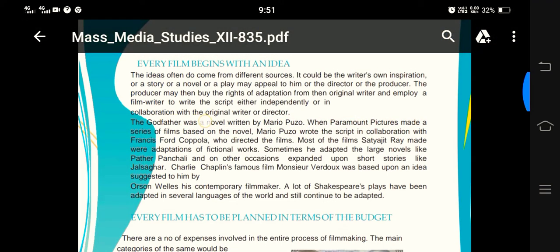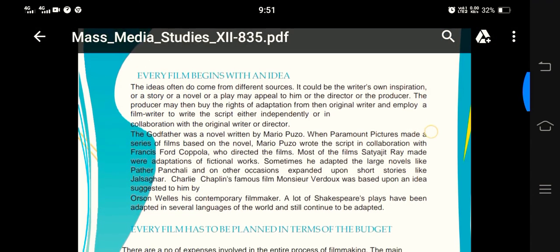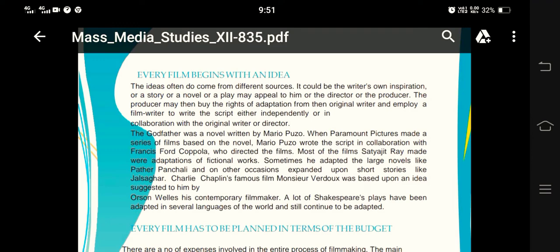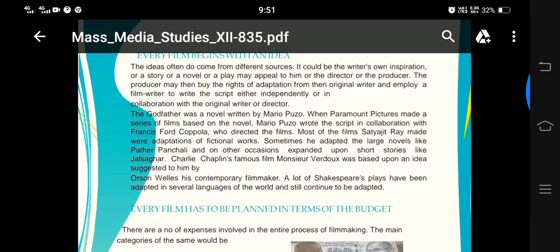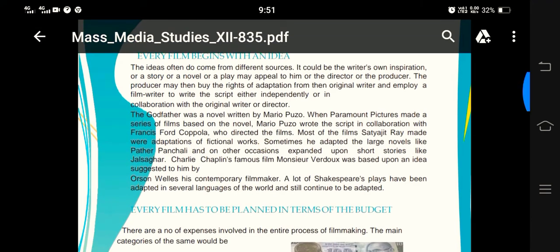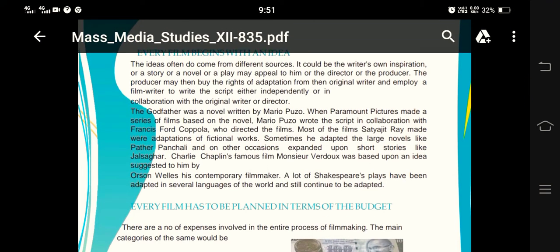There's an example given of Mario Puzo. The Godfather was a novel written by Mario Puzo. When Paramount Pictures made a series of films based on the novel, Mario Puzo wrote the script in collaboration with Francis Ford Coppola, who directed the film. So this was the example.